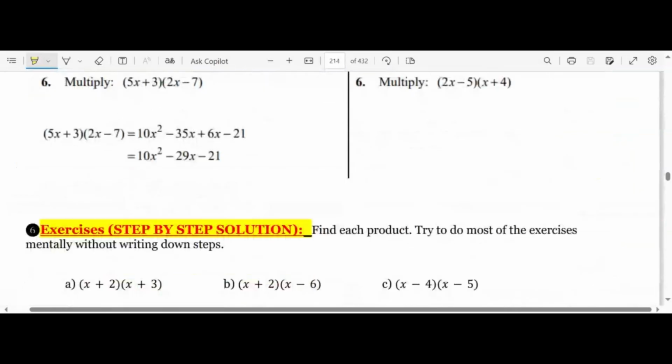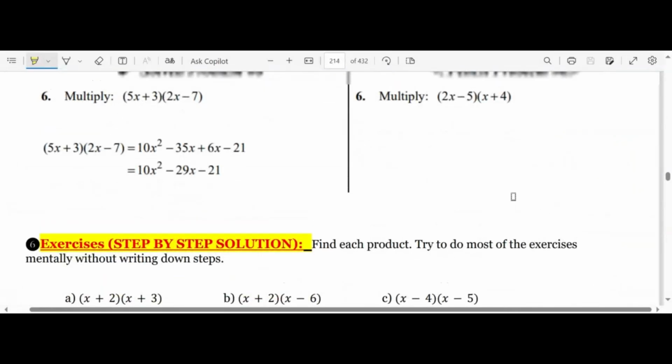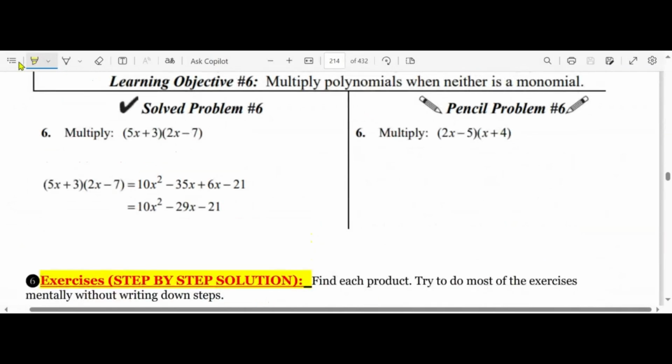Here we're going to use either FOIL or another technique. The other technique is just direct, like this, 2 and 2. It doesn't matter. All roads lead to Rome. So I'm going to just solve it directly. 2x squared plus 8x negative 5x negative 20. Now I'm going to combine.